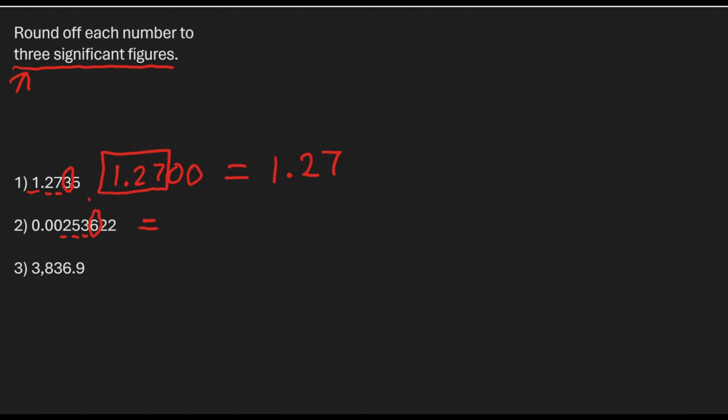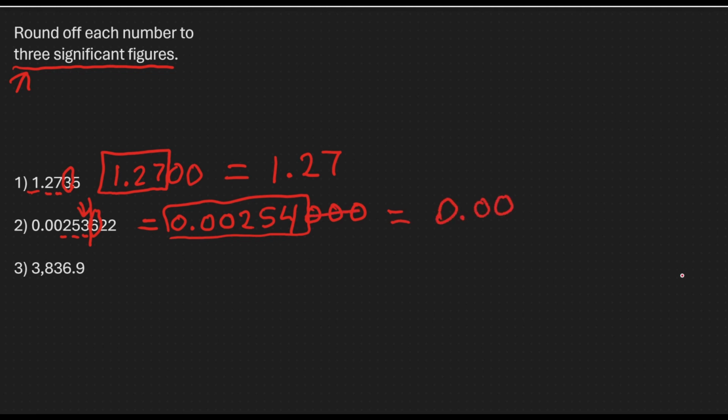I look at the 6 to determine if the 3 stays the same or goes up. The 6 is greater than 5, so the 3 will become a 4. So I'm going to set it up in step 1: 2, 5, 4, and everything else I'll replace with a 0. And my final answer will be, without the zeros, 0.00254, and I have three significant figures.